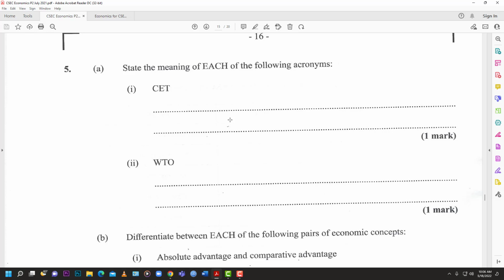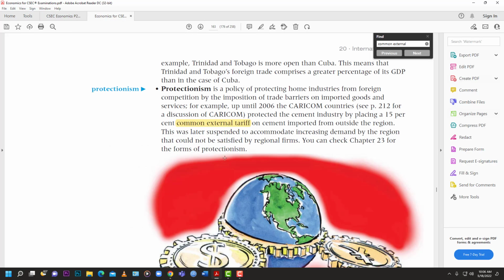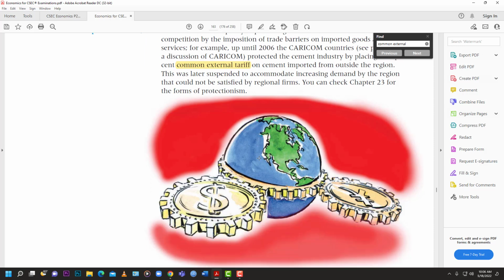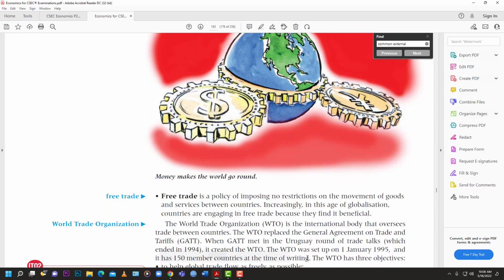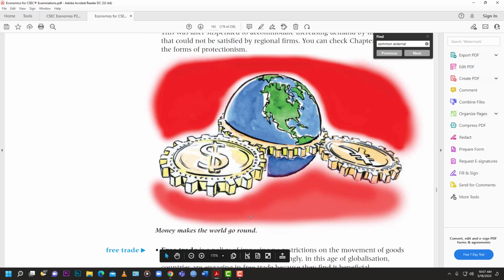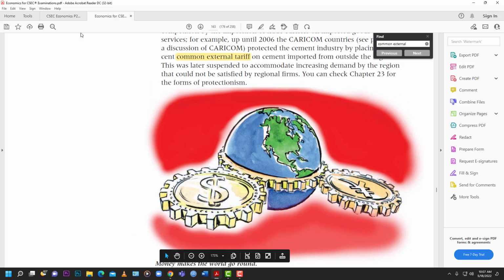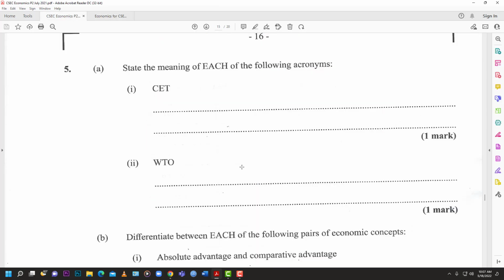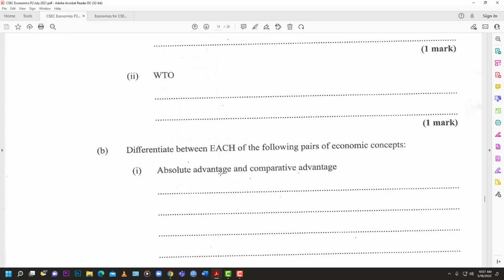Alright, so the first one for number 5. State the meaning of each of the following acronyms: CET and WTO. CET stands for Common External Tariff, and WTO stands for World Trade Organization. Simple as that, 1 mark.